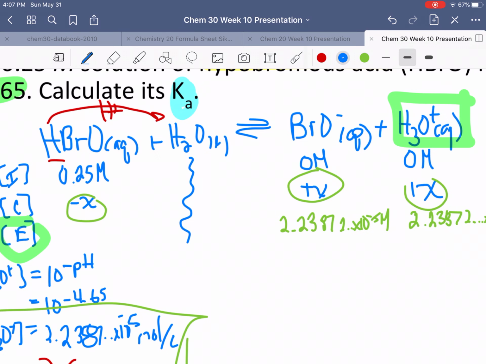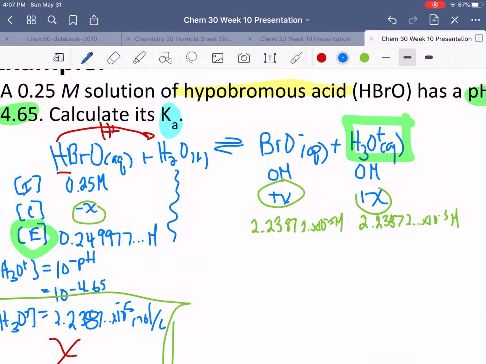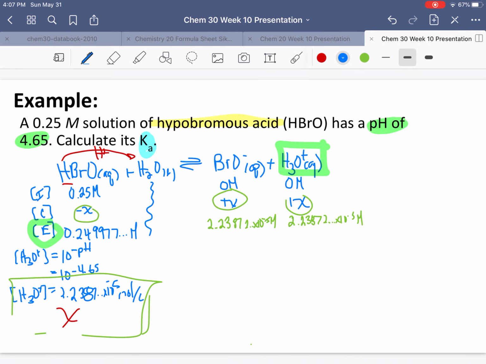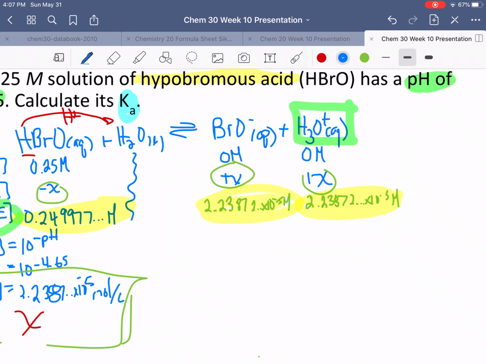When you do that number crunching, you end up with 0.249977... moles per liter. Okay, look at these values. I have the equilibrium concentration of hydrobromous acid. I have the equilibrium concentration of the bromide. I have the equilibrium concentration of the hydronium. Think about what this means. Those are all at equilibrium.